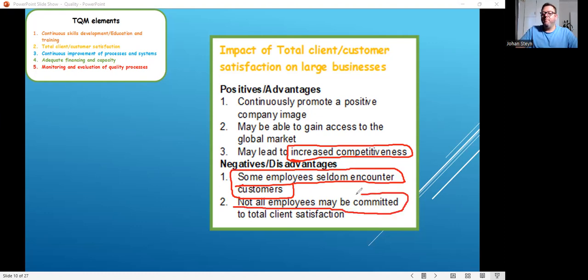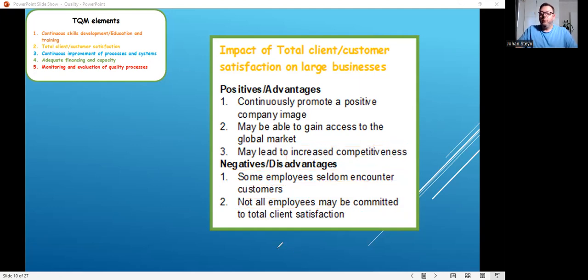So that means in a big business, not everyone is as committed to total client satisfaction as the boss. So the people must be committed. So that means if you are committed to client satisfaction, that means the customer is always right without negatively affecting your employees. It's a good thing.